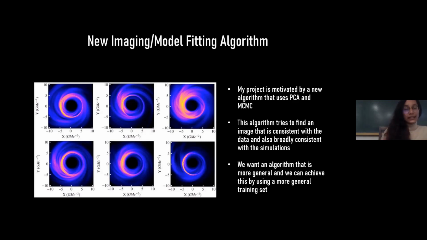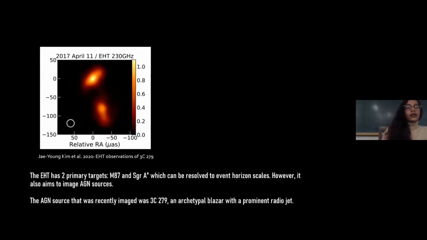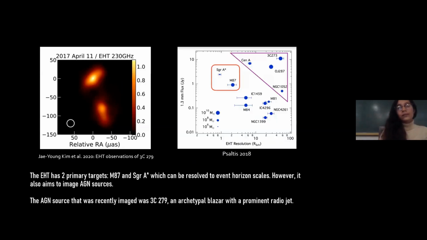And why I even need that is because the EHT also makes observations of AGN sources. Of course, its primary targets are M87 and Sagittarius A*, which is zoomed into the event horizon scales. But those are not the only sources that are observed by the EHT, and we need algorithms to try and image AGN sources as well.